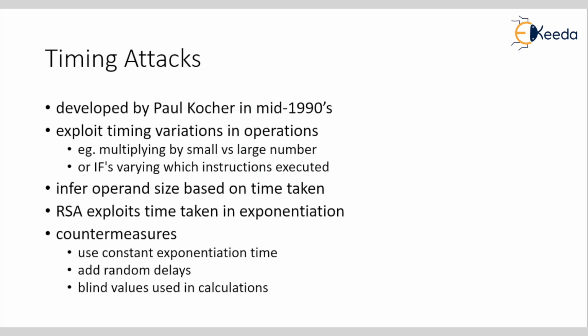These are some of the timing attacks which can happen on RSA, developed by Paul Kocher in the mid-1990s. They exploit the timing variations in operations like multiplying by small and large numbers or varying each instruction's execution. RSA also exploits time taken in the exponentiation part for its mathematical computations. The different countermeasures are to use constant exponentiation time, add random delays, use blind values in calculations, and so on. These can be considered as the different factors related to the types of attacks on the RSA algorithm.